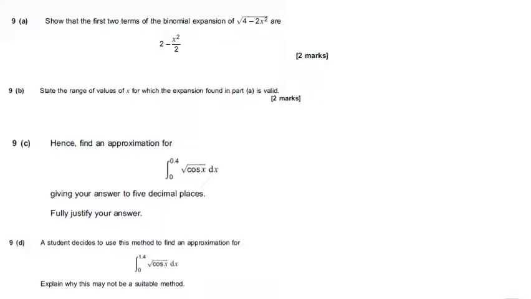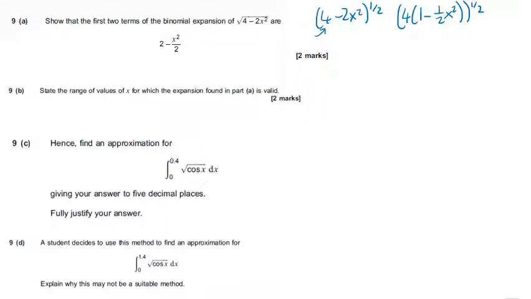And then last question on section A, show that the first two terms of the binomial expansion of root 4 minus 2x squared are these. Okay, so we've got 4 minus 2x squared to the power of a half. What I want to do is I want to make this a 1. So I'm going to divide by 4. So I've got 4 times 1 minus 2 over 4 is a half. So I've got that.